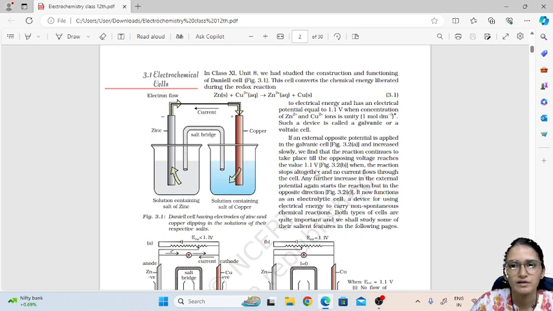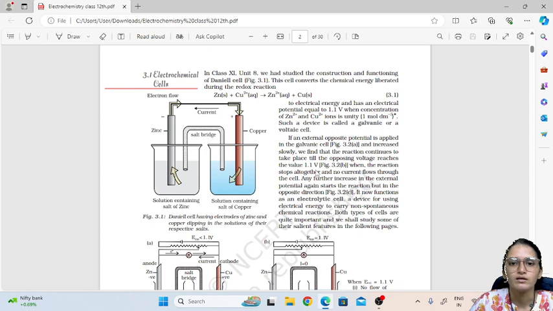Now I will explain it briefly. We have two electrodes here. These are beakers: the first beaker contains a solution of a salt of zinc, that is zinc sulfate, and the second contains a solution of a salt of copper, copper sulfate. In zinc sulfate we have a zinc electrode, in copper sulfate we have a copper electrode, and in between the two beakers there is a bridge connecting both of them, called a salt bridge. Through the electrodes you have connected a circuit.